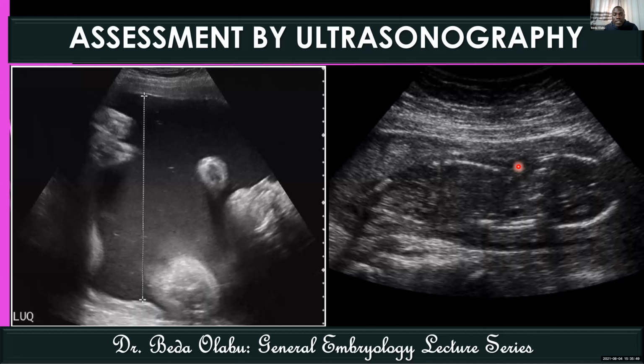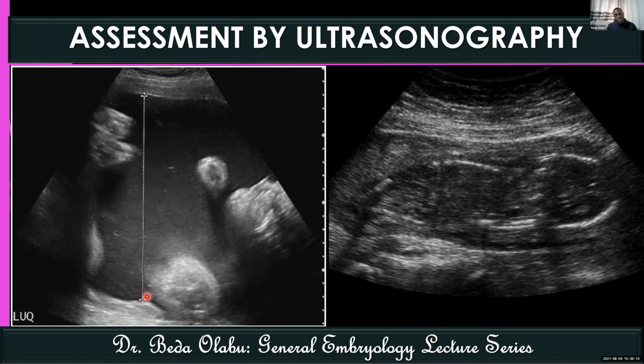Ultrasound can also tell us what we call amniotic fluid index. We discussed amniotic fluid index last week. We said this is the estimation of the amount of amniotic fluid. Usually we measure four pockets, then we add, and we give it in centimeters. So in the first image, the fluid volume is quite a lot.